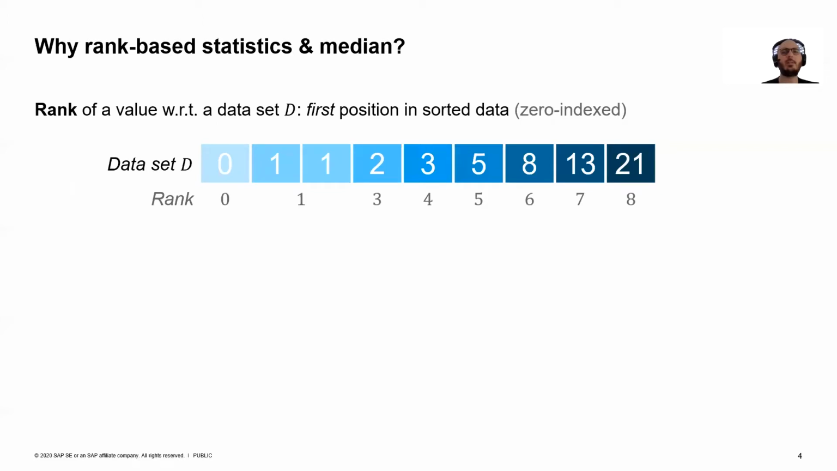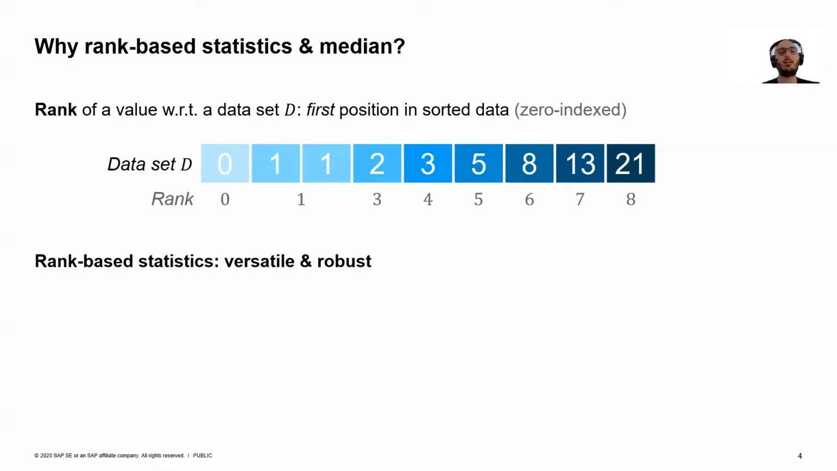Why are we using rank-based statistics, and especially the median? Well, first, we define what rank is. The rank of a value in a data set is its first position in the sorted data, if you use zero indexing. So given this data set, the value 2 has rank 3 because there are 3 values before it in the sorted data set. Notice that in case of duplicates, the element 1 has rank 1 because we use the first position.